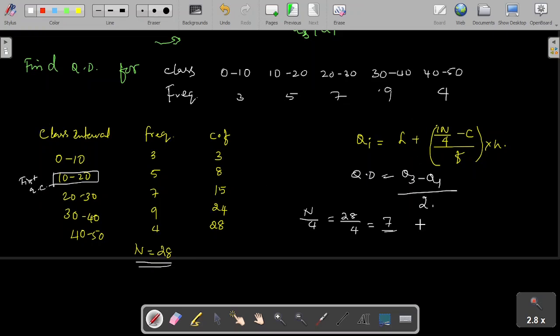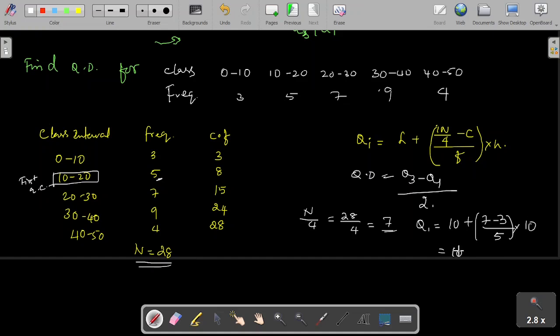Now substitute in this formula: Q1 equals the lower limit of the quartile class, 10, plus n by 4, which I got as 7, minus C, the cumulative frequency just preceding the quartile class. Cumulative frequency before this quartile class is 3, divided by f, the frequency of the quartile class, which is 5, into h, the width of the quartile class, which is 10.